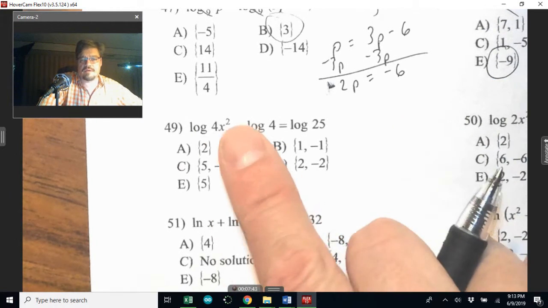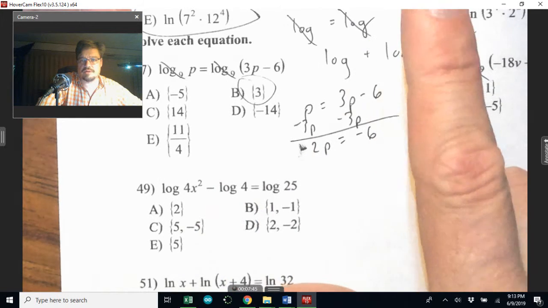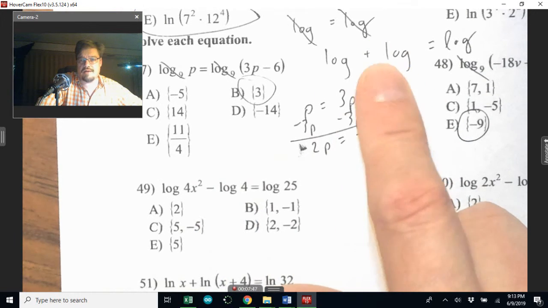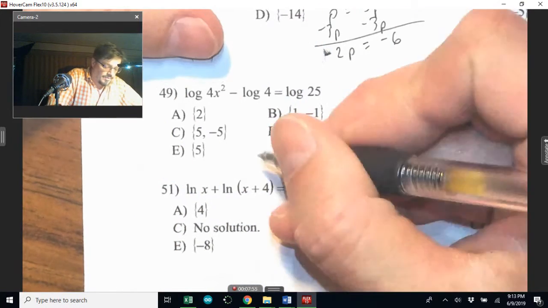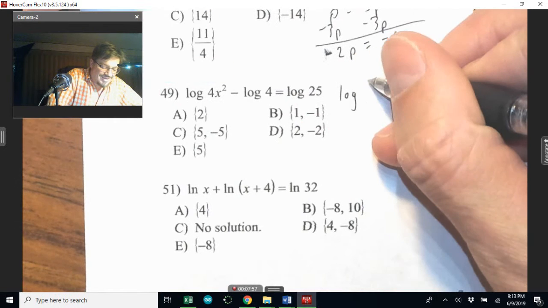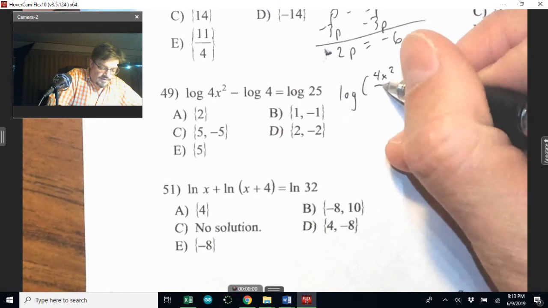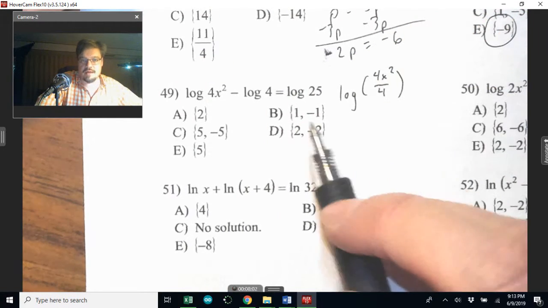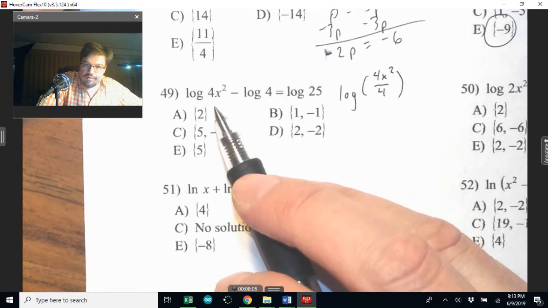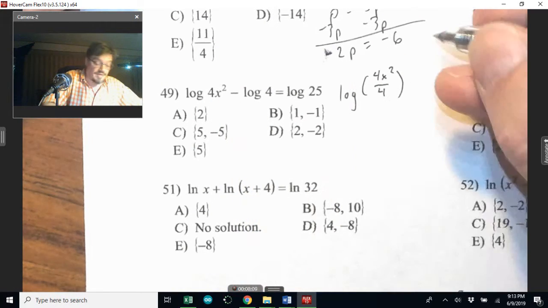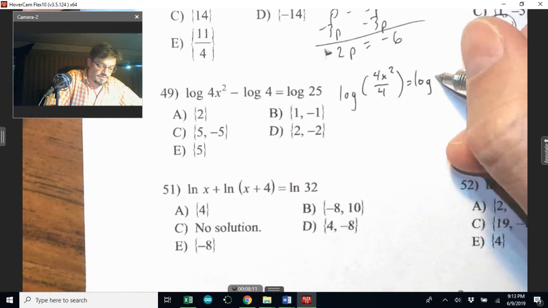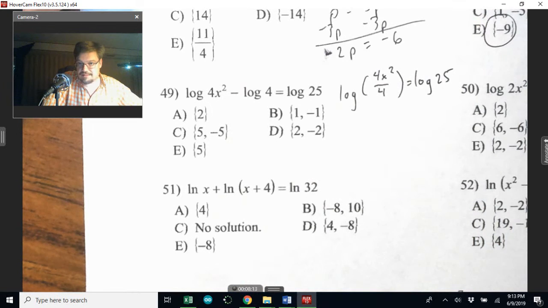All right. Okay, now I have situation 2, where I have 2 logs on one side that need to be squeezed together so I can make it a situation 1. Okay, so I'm going to go ahead and do a log, squeeze them together, 4x squared over 4. All right, because the 4 goes under the 4x squared because it's subtraction. So now that equals the log of 25. Now we're back to situation 1.